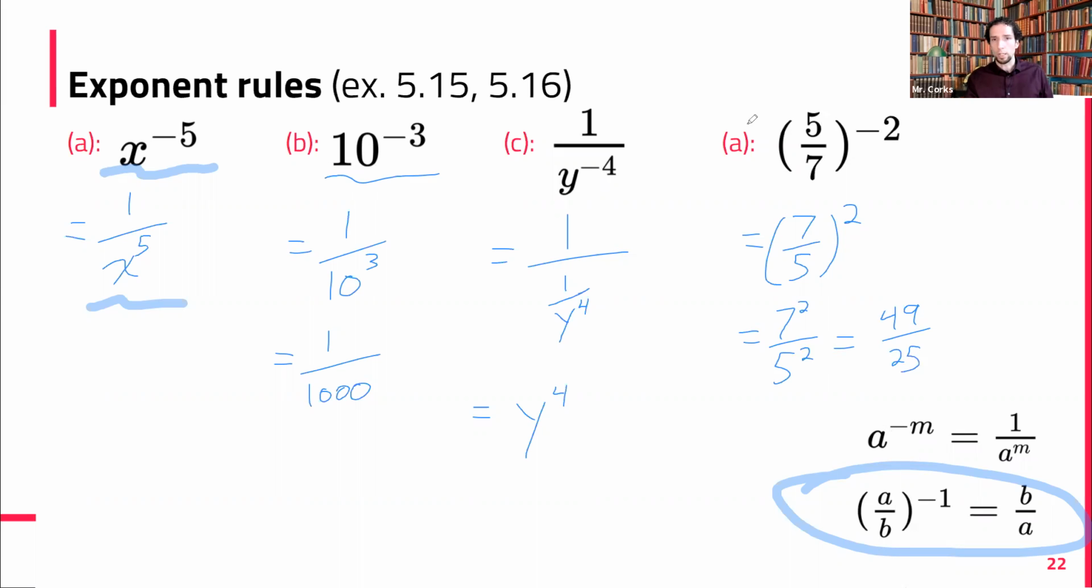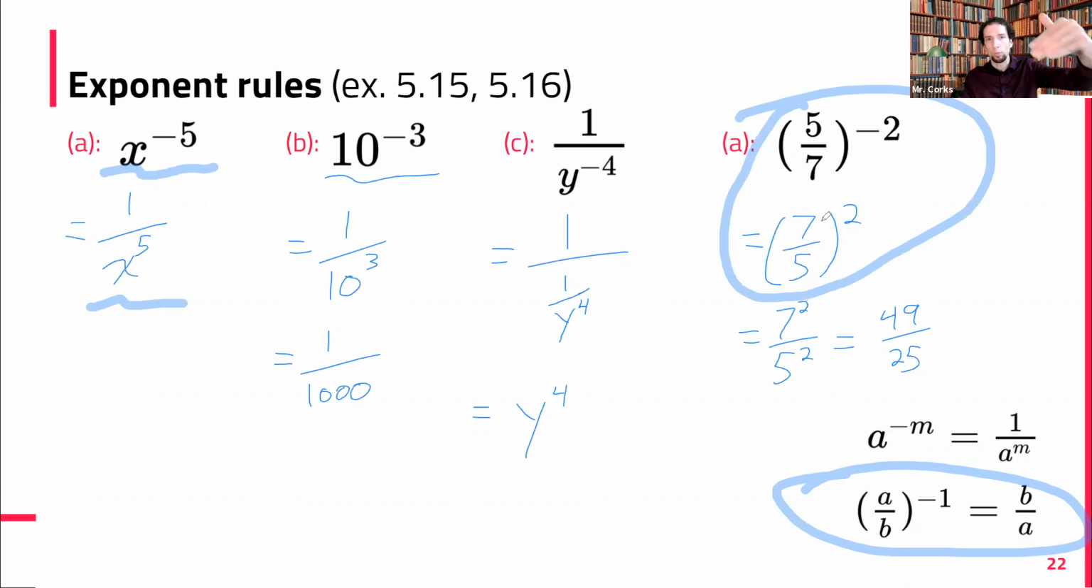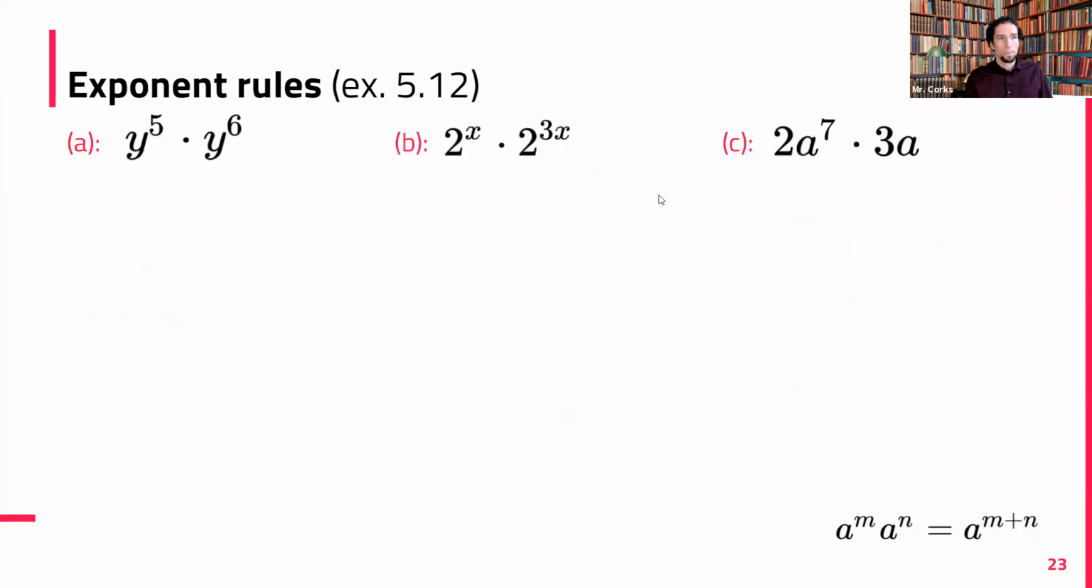But the main thing here is this. The reason the fraction flips over is what Vincent was saying. It's 1 over 5 over 7, then do the dividing by a fraction, etc. And it turns out that the fraction just flips over. So with negative exponents, that's what happens. Next one.